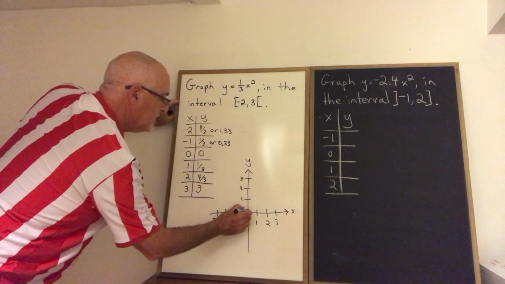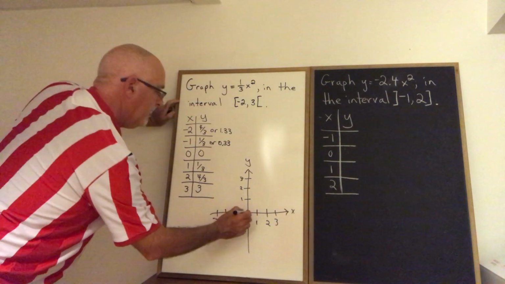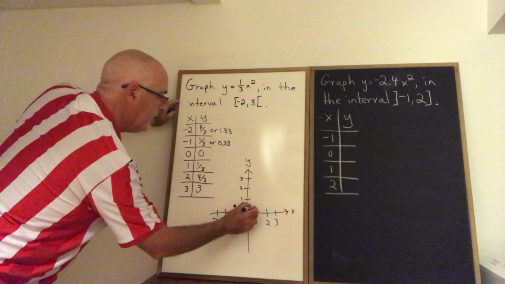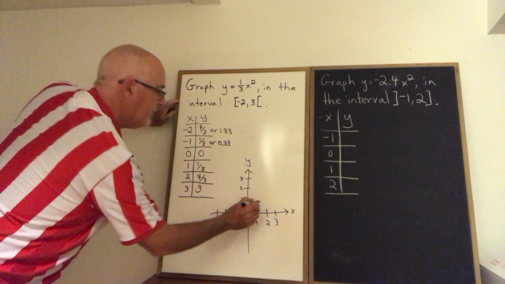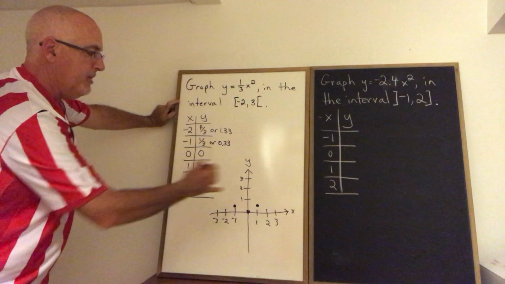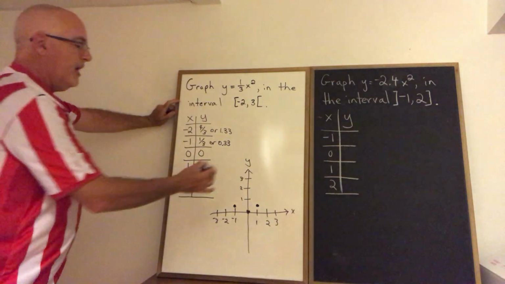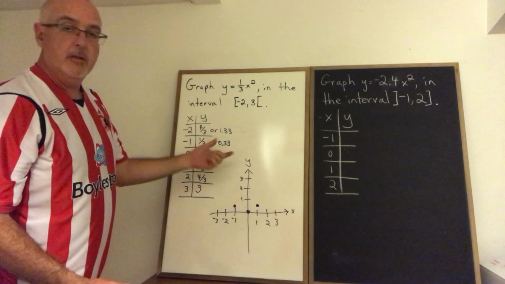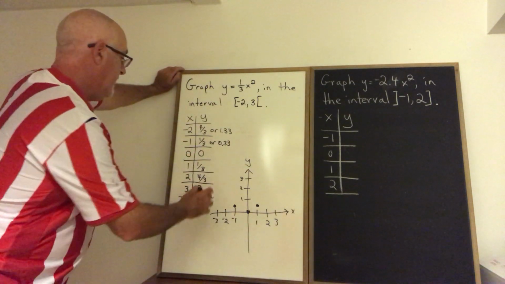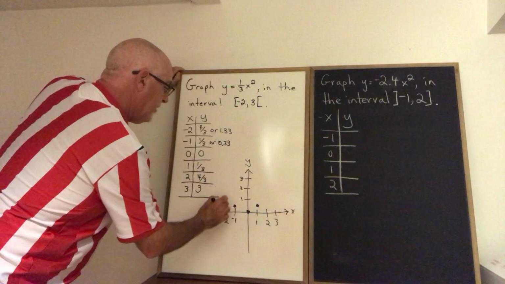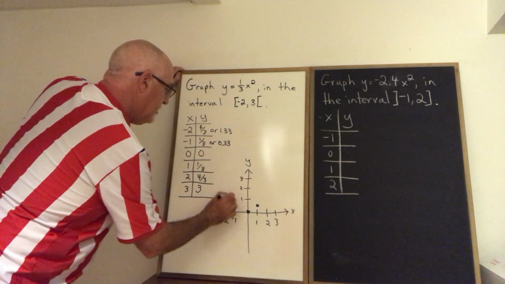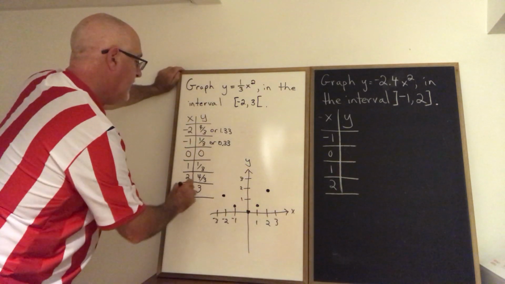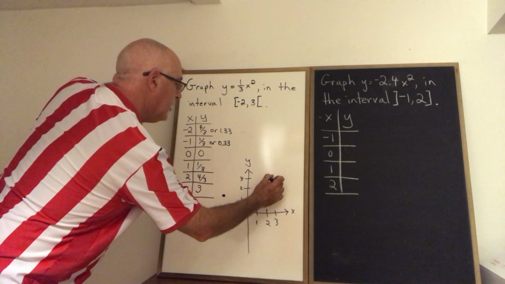The point 0, 0 is here. -1, 1/3 will be about here. +1, 1/3 will be about here. And of course, with a quadratic, we get a mirror image developing around the axis of symmetry, but in this form, it will always be the y-axis. -2, 4/3 is going to be about here, and +2, 4/3 is going to be about here. Finally, 3, 3 is the last point that I have.